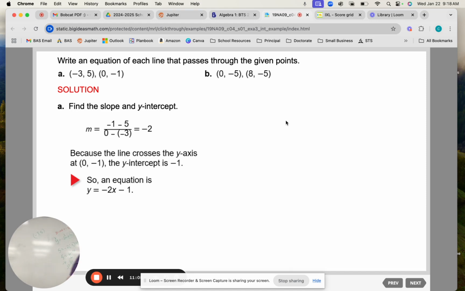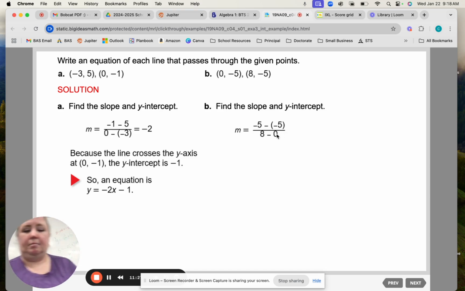All right, so let's do B. We're going to find the slope first: y2 minus y1 over x2 minus x1. So we're going to plug in 2 points. Negative 5 minus negative 5, super easy. And then 8 minus 0. Two negatives next to each other makes a plus. So the top number is negative 5 plus 5, so 0. The bottom number is 8 minus 0, which is 8.